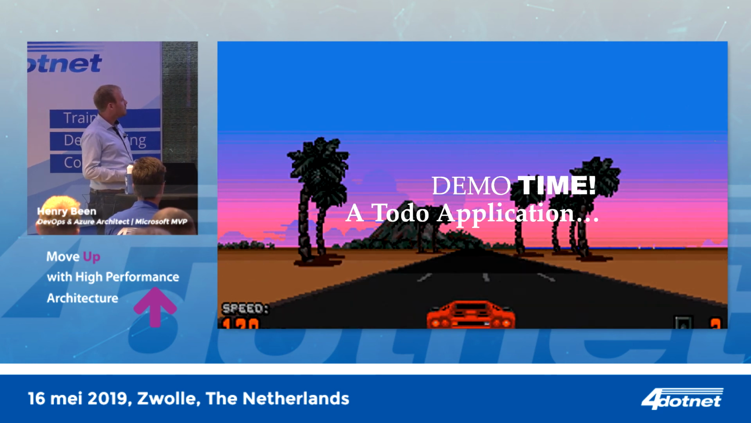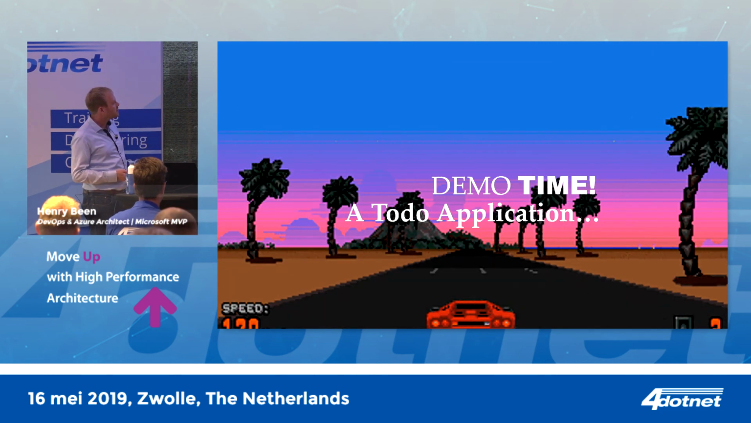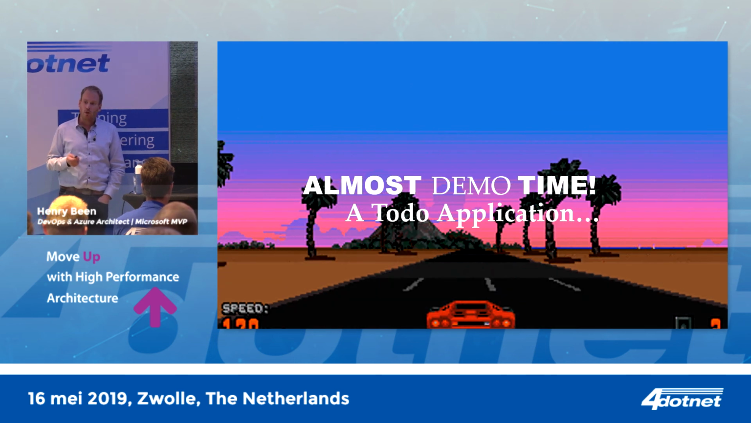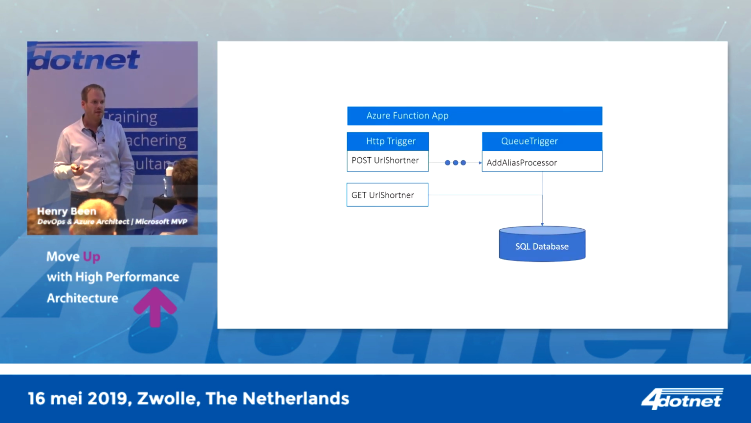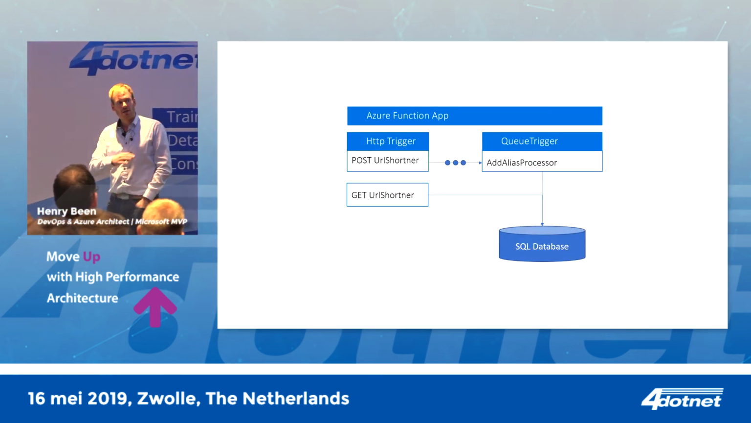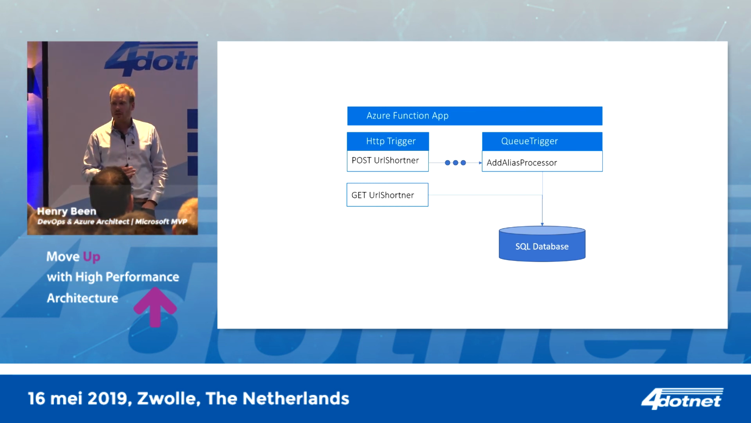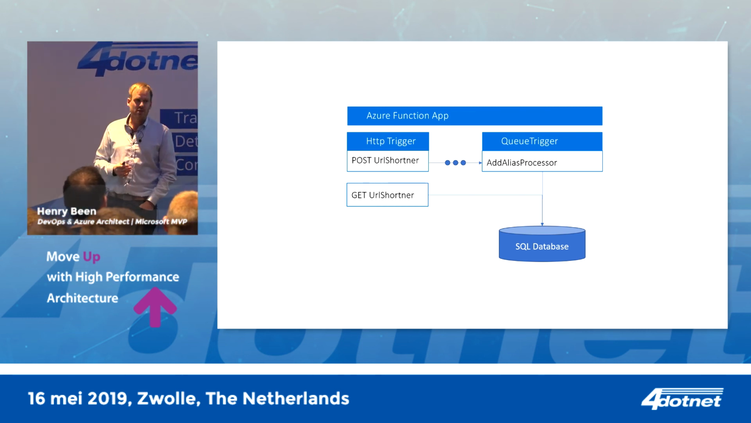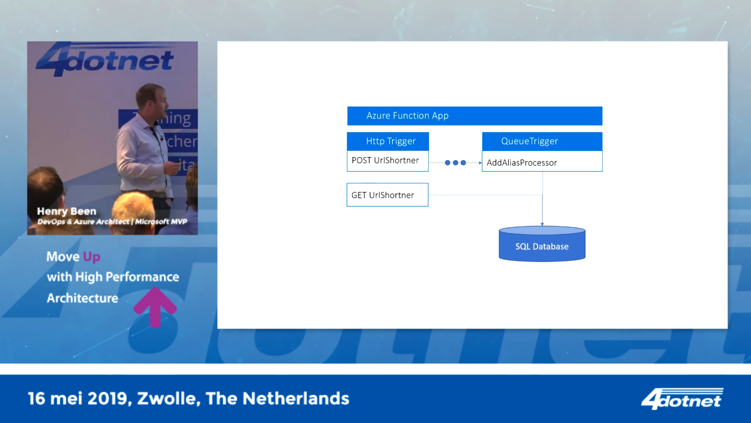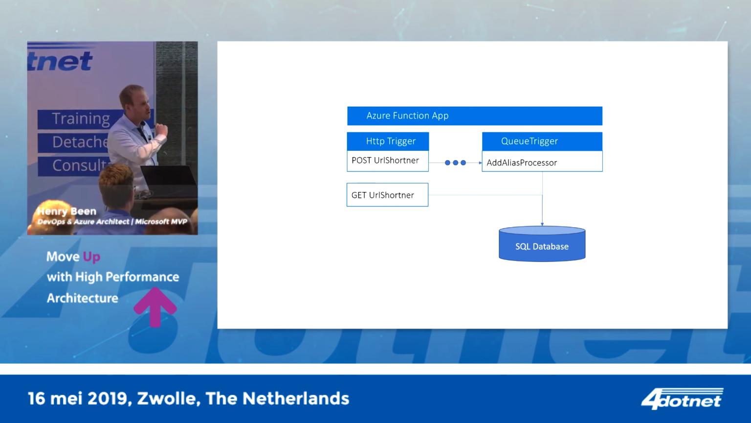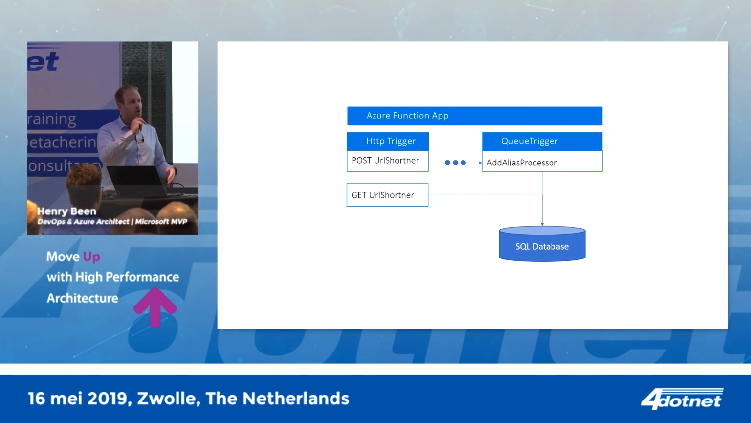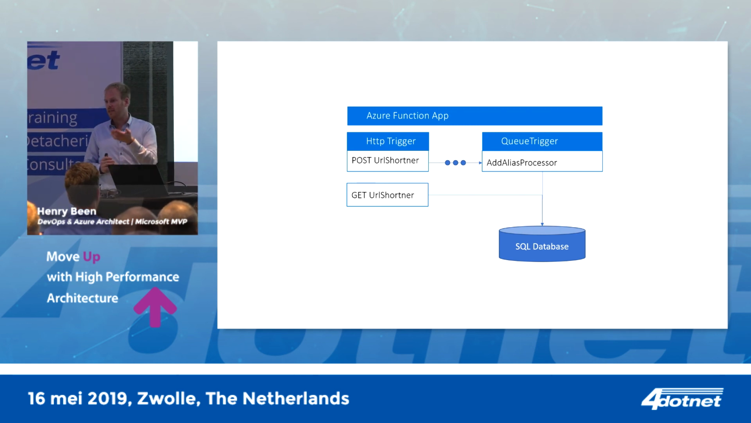So, demo time. I'm going to talk about a to-do application, and I've been lying because it's almost demo time, because I think it's good that you know about the architecture of this tremendous, amazing application that I've written. It's an Azure Functions app. It has one HTTPS function called URL shortener, which you can call with a URL and an alias. Then it's added to the database. And you can just call it with an alias, then it gives you a redirect to the URL of that alias. Kind of what you would expect.